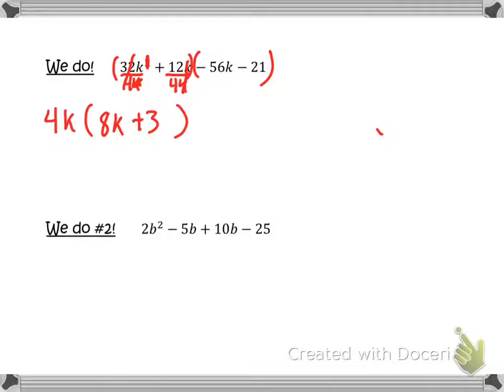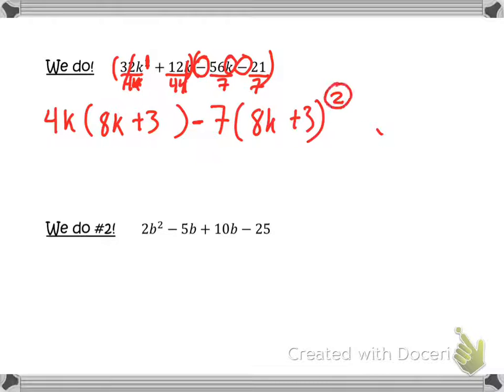Out of the second term, do you guys see how both of these are negatives? We're going to go ahead and factor out a negative, let's see, 56 and 21. I think that's a negative 7. So let's factor out a negative 7. 56 divided by 7 is going to give us 8, and then we have the k right here. 21 divided by 7, that's going to give me plus 3. Alright, that is step 2.